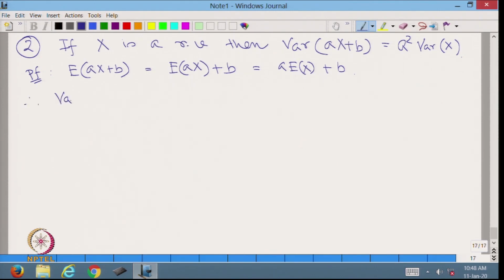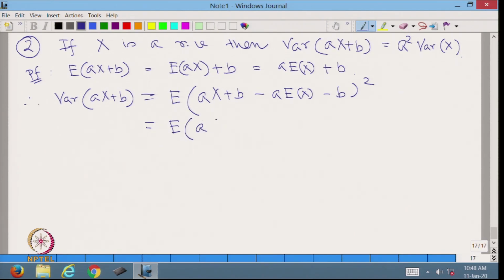Therefore, variance of a x plus b is equal to expected value of a x plus b minus a times expected value of x minus b whole square, which is equal to expected value of a into x minus expected value of x plus 0, because they cancel each other, square, which is equal to expected value of a square into x minus expected value of x whole square.